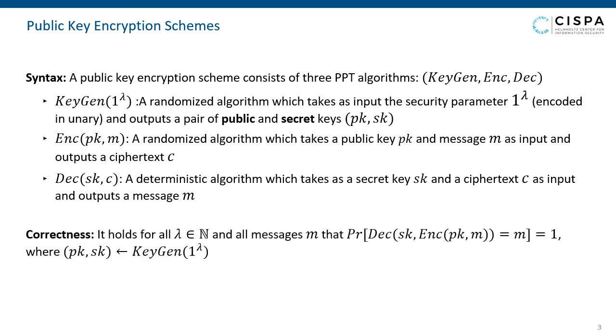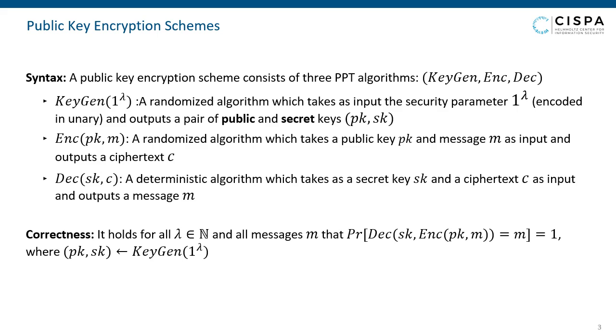Now, as always, we will require encryption schemes, therefore also public key encryption schemes, to be correct. That is, it holds for all security parameters in N and all messages M in the corresponding message space. I didn't define the message space explicitly here, but the message space as well as the ciphertext space will always be somewhat implicit in the constructions that we will look at.